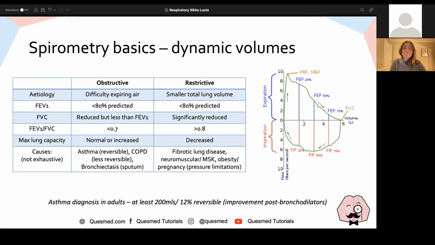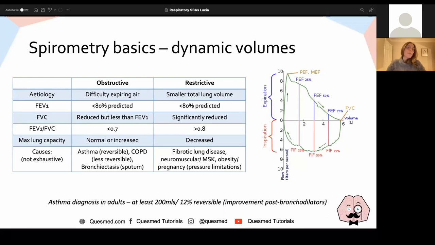Your FVC may be reduced because you do have some reduction in the capacity of your lungs, but not to the same extent as the FEV1. Which means you'll get a ratio that's less than 0.7 if you do the ratio of the FEV1 over FVC. So then once you've got to this point, to differentiate between asthma and COPD, you'll be doing a bronchodilator reversibility test. And if it is reversible, then that points towards asthma.